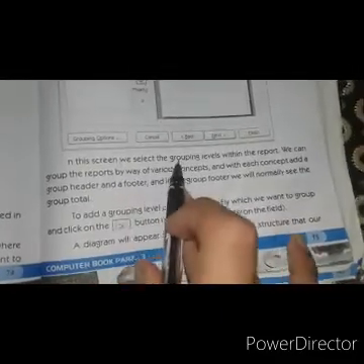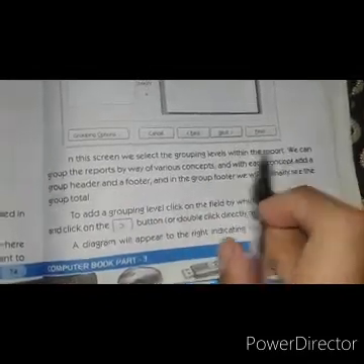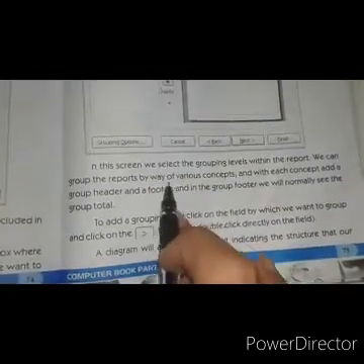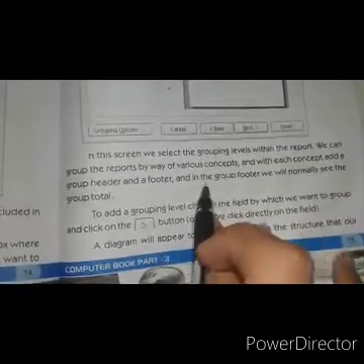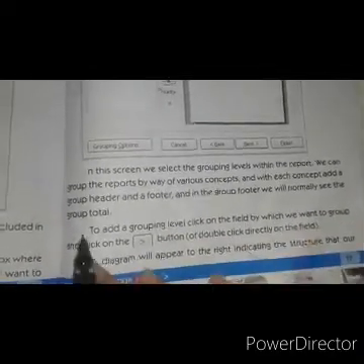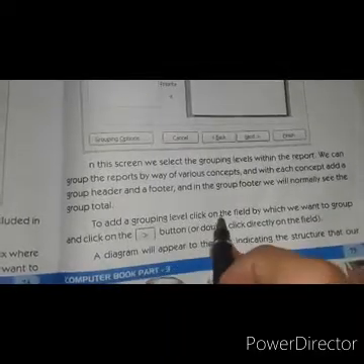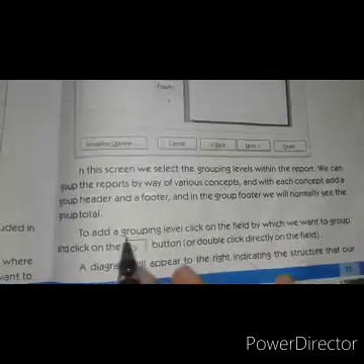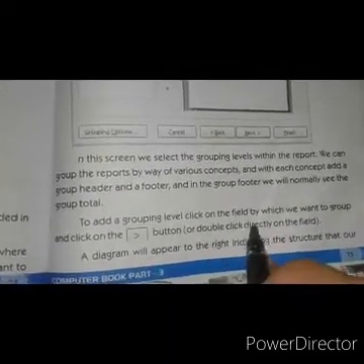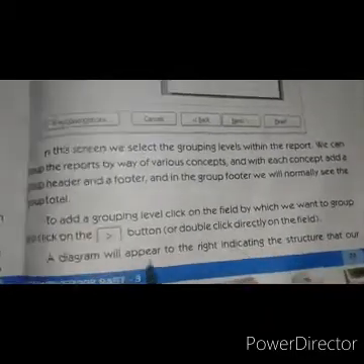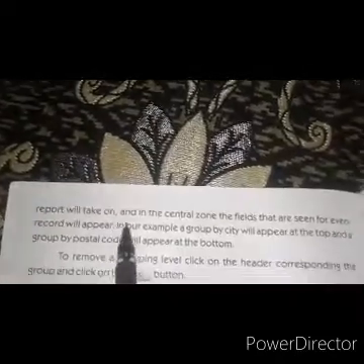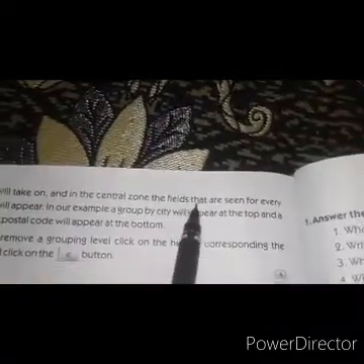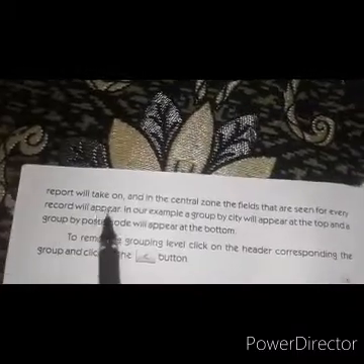In this screen we select the grouping levels within the report. We can group the reports by various concepts and with each concept add a group header and a footer, and in the group footer we normally see the group total. To add a grouping level, click on the field by which we want to group and click on this button or double click directly on the field. A diagram will appear to the right indicating the structure that our report will take on, and in the central zone the fields that are seen for every record will appear.